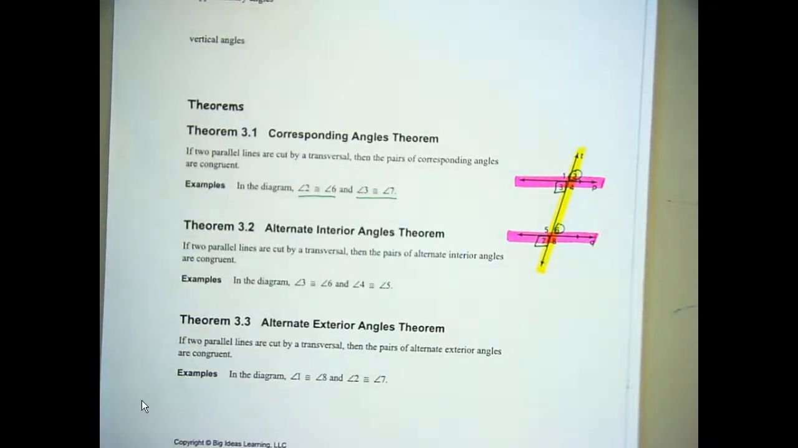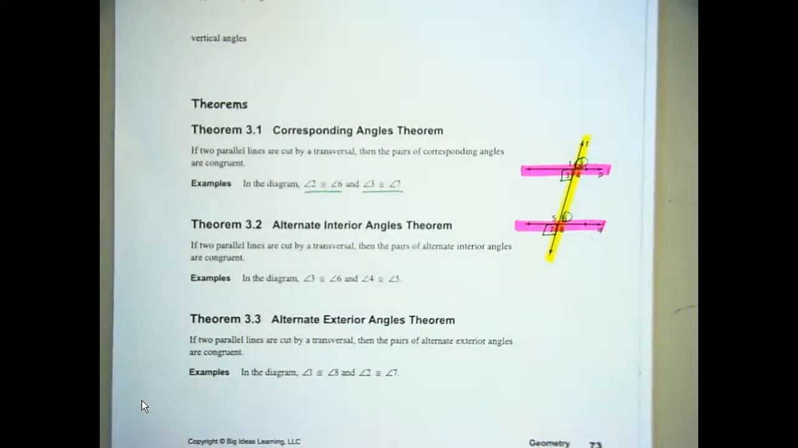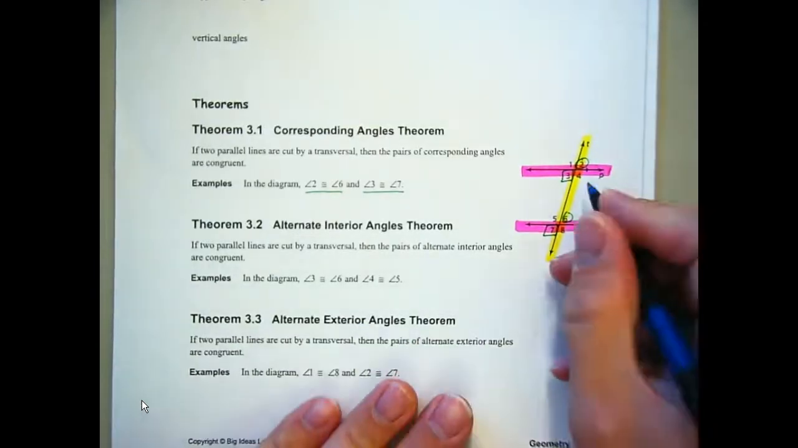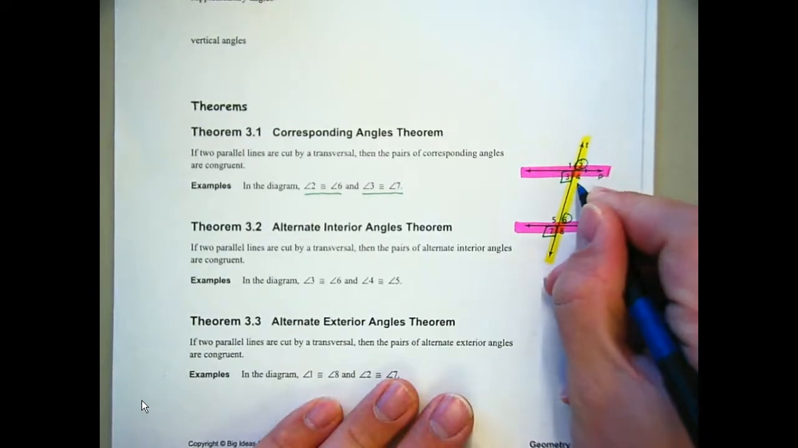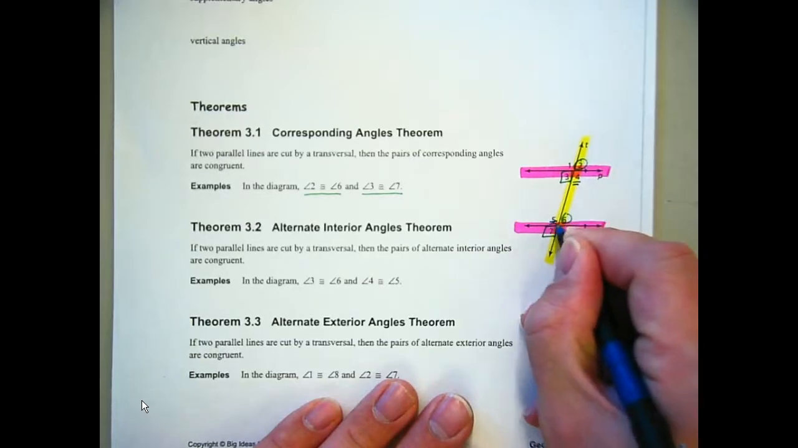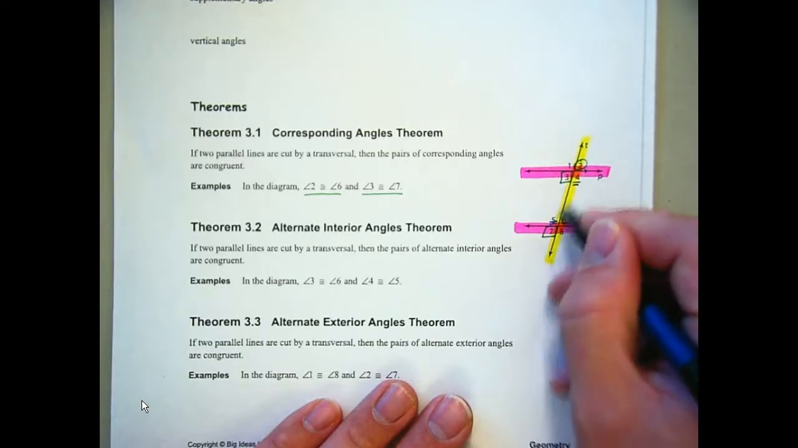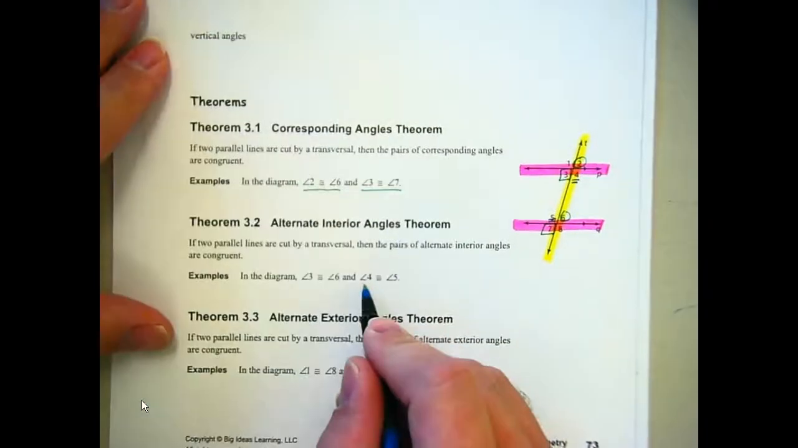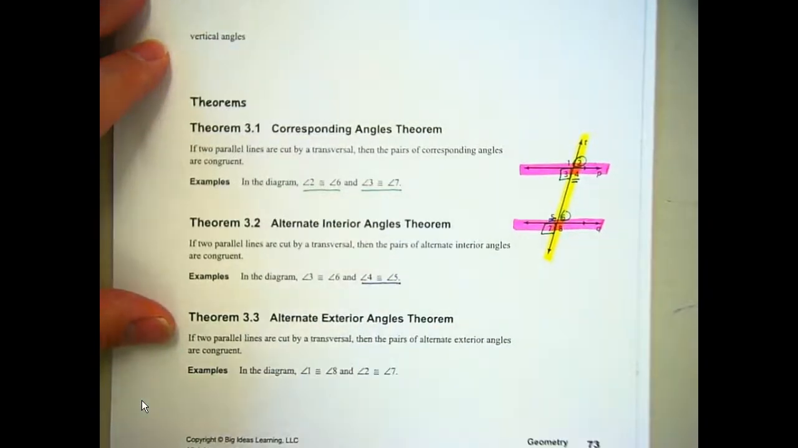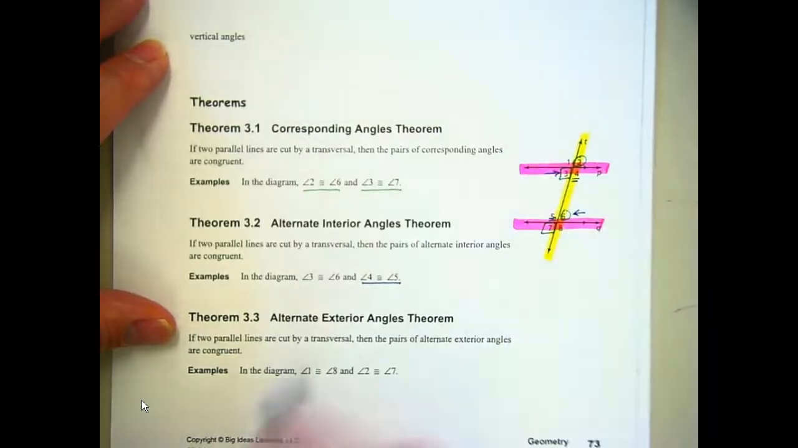Okay? Alternate interior angles. If we have alternate interior angles formed by the intersection of a transversal and parallel lines, we know alternate, meaning they're on alternating sides of the transversal, and interior, meaning they're inside the parallel lines, alternate interior angles are congruent. So 4 and 5. 6 and 3 are alternate interior.